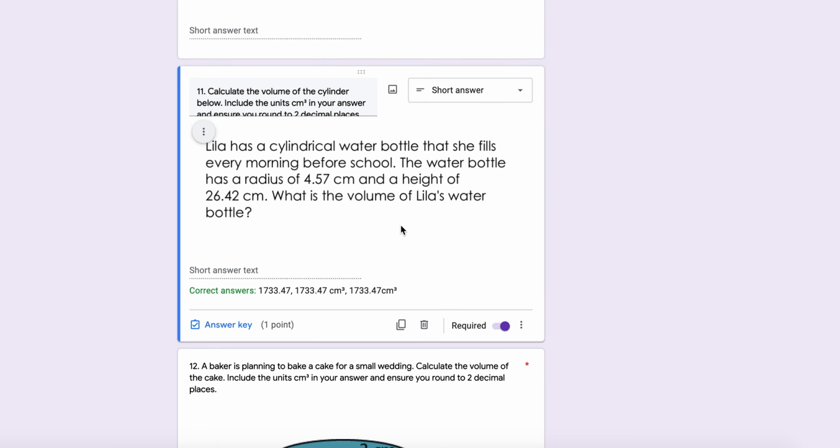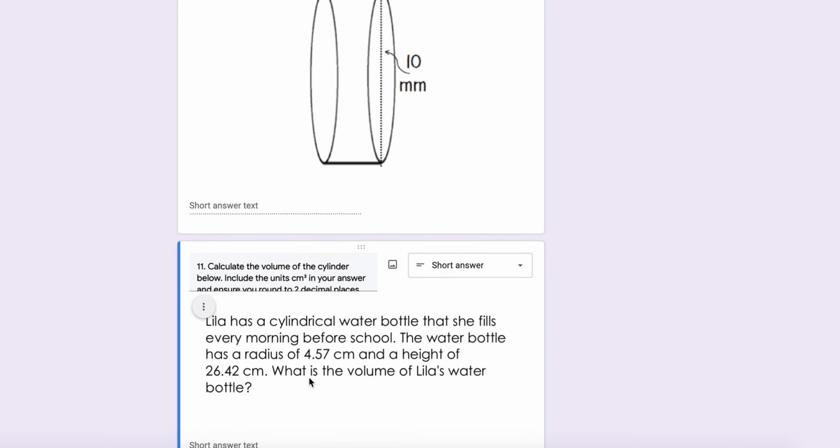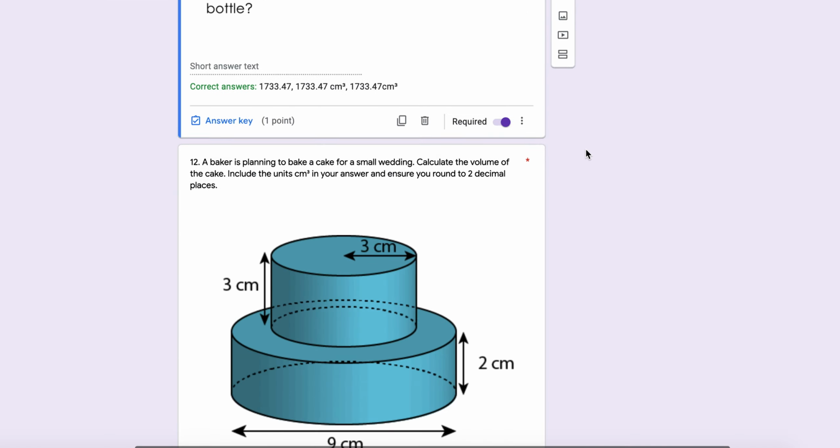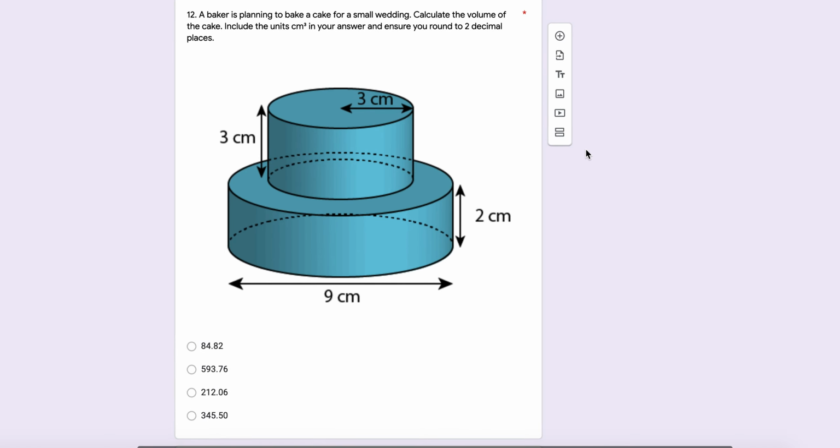For question 11, Lila has a cylindrical water bottle that she fills every morning before school. The water bottle has a radius of 4.57 centimeters and a height of 26.42 centimeters. What is the volume of Lila's water bottle? The volume of her water bottle is pi times the radius squared, pi times 4.57 squared, times the height, 26.42. Same as what you've been doing this whole time. So nothing's changed.